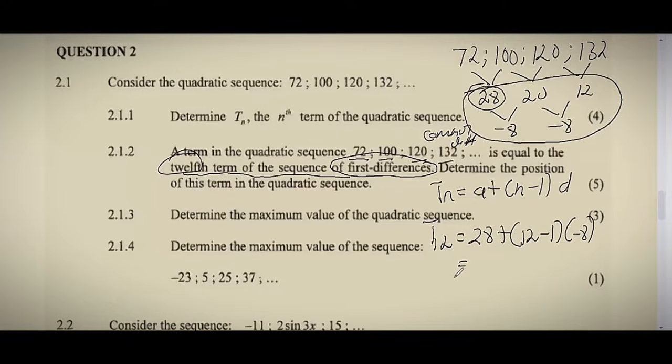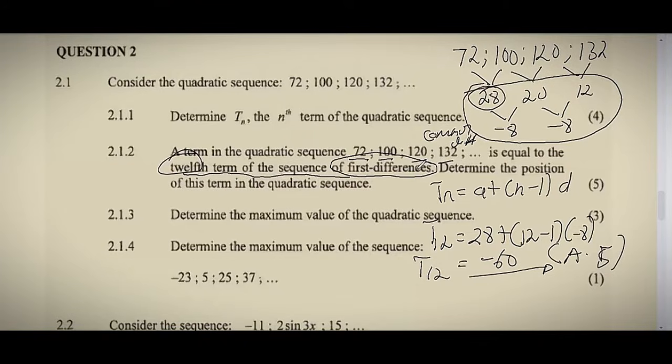Let's calculate the value there. That's 28 plus (12 minus 1), multiplied by negative 8. So we find that T12 is negative 60 from the arithmetic sequence. Now, they're saying that this value also appears in the quadratic sequence, because a term in the quadratic sequence is equal to the 12th term of the sequence of first differences. So this negative 60 is also a term value for the quadratic sequence.